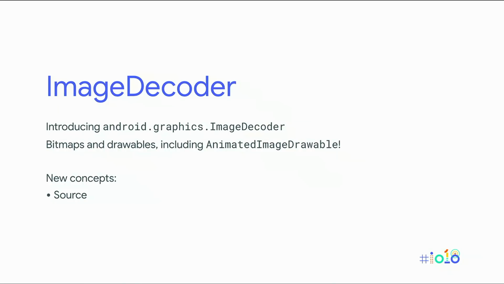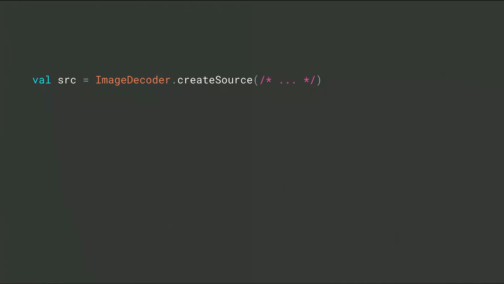It's possible to actually load those now. So there are a few concepts that you have to learn when you learn Image Decoder, and we're going to go through them in an example. So we have the concept of a source, we have the concept of the post processor, and finally the header listener. So this is what the API looks like.